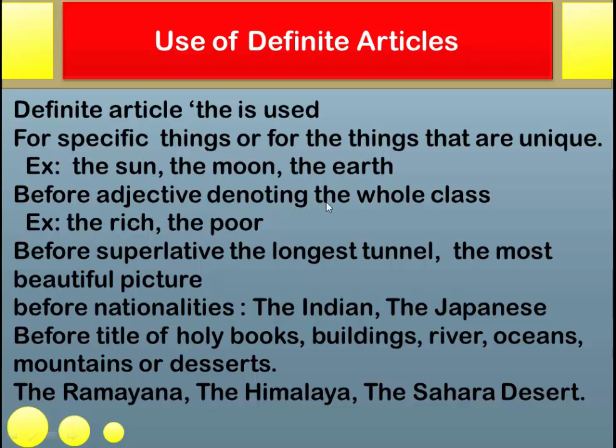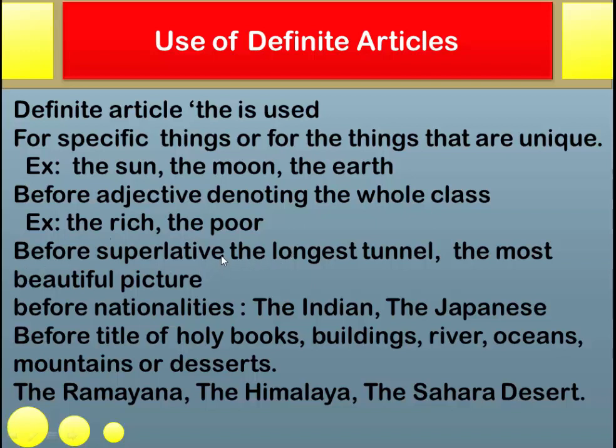Before an adjective denoting the whole class: the rich, the poor. The rich is an adjective, but when we use "the" before it, it denotes the whole class. The rich should help the poor, meaning the rich people should help the poor people. We haven't used "rich people", we just say "the rich". This means the rich people. Okay.